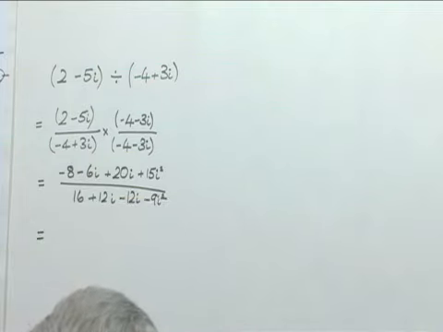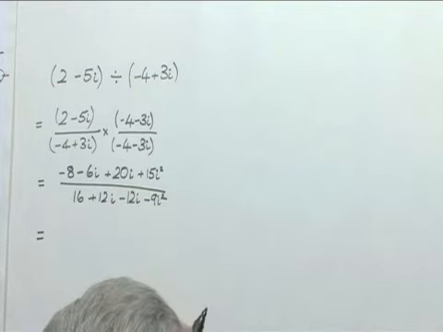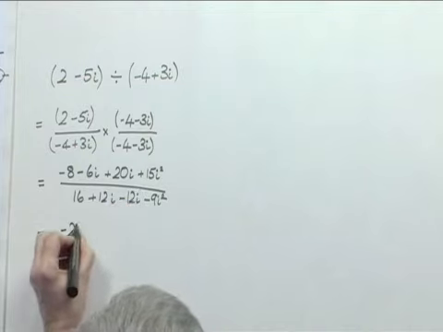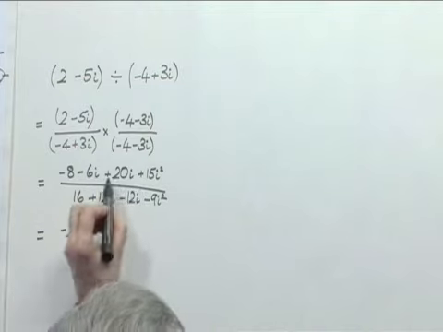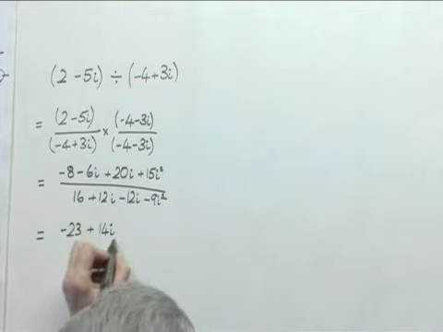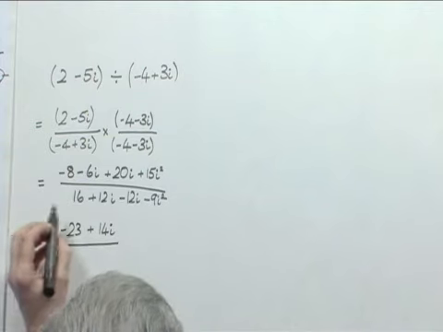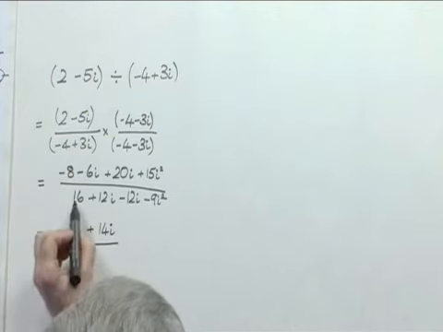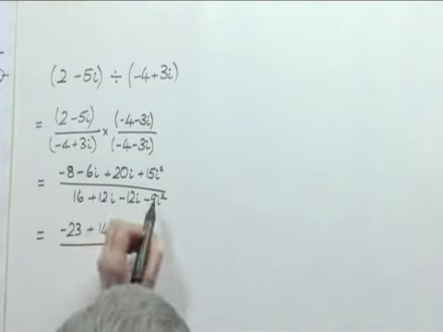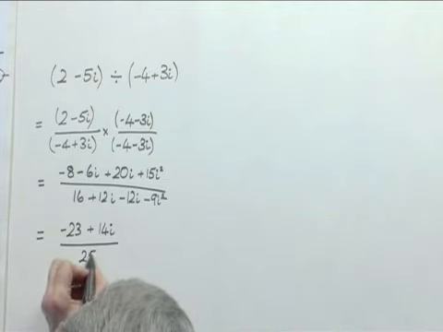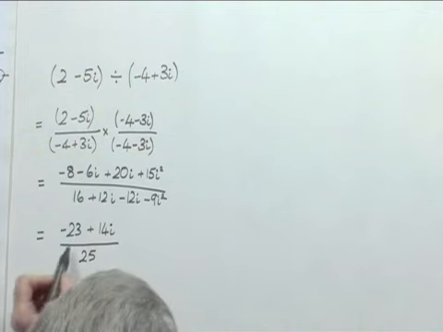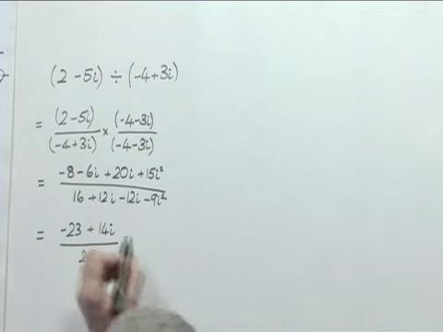And now we tidy these up. 15i squared is minus 15. So we've got minus 8 minus 15 is minus 23. Minus 6i plus 20i is plus 14i. So that's the numerator simplified. And then the denominator, we've got minus 9i squared, so that's plus 9. So we've got 16 plus 9 is 25. And 12i minus 12i, that disappears, leaving us with a real denominator, which is what we wanted.